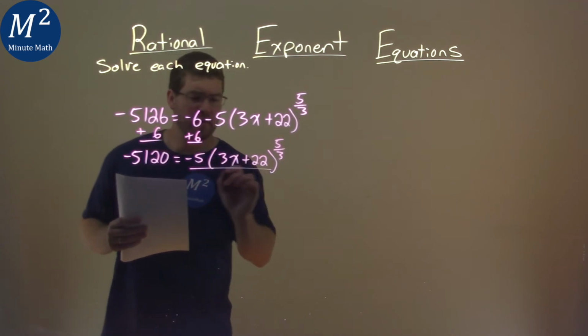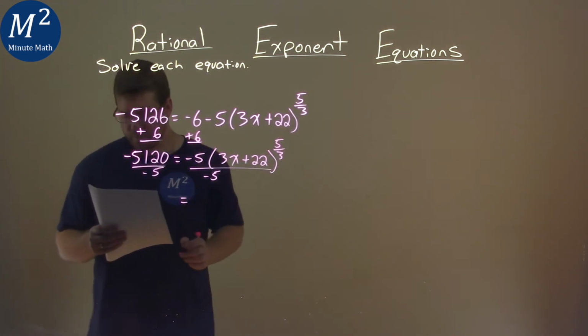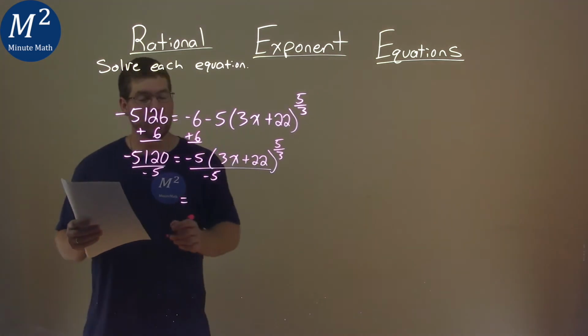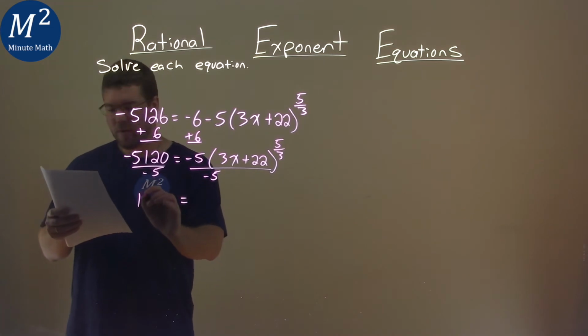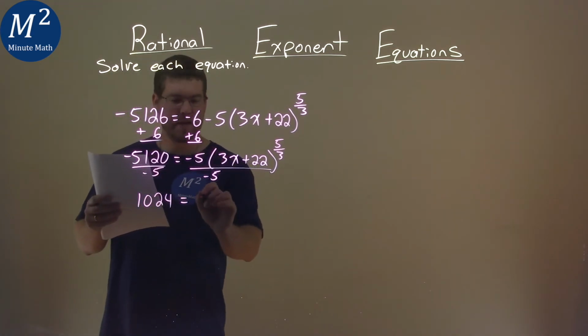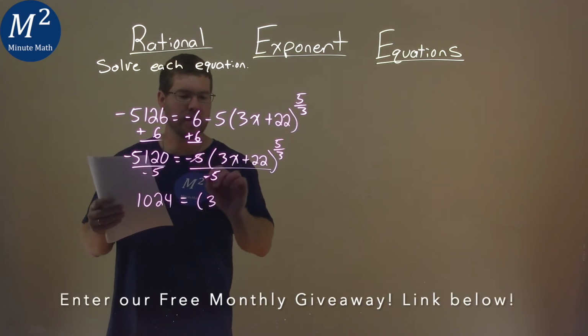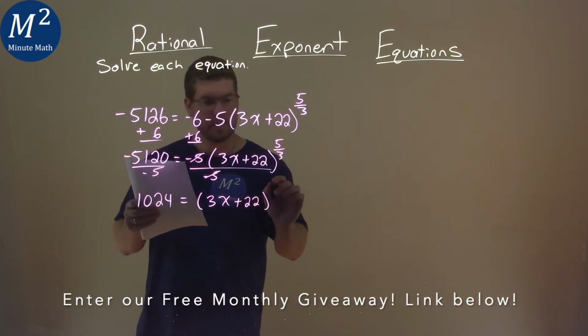Multiplication going on here. Let's divide both sides by negative 5. What do we have? Well, negative 5,120 divided by negative 5. Two negatives make a positive, and we have 1,024. And that's equal to, again, everything on the right that's left. This is canceled. 3x plus 22, all to the 5/3 power.